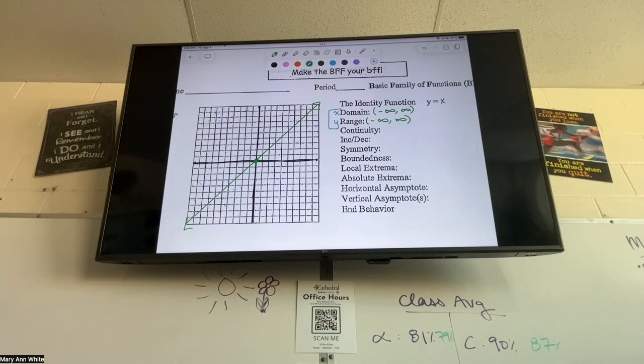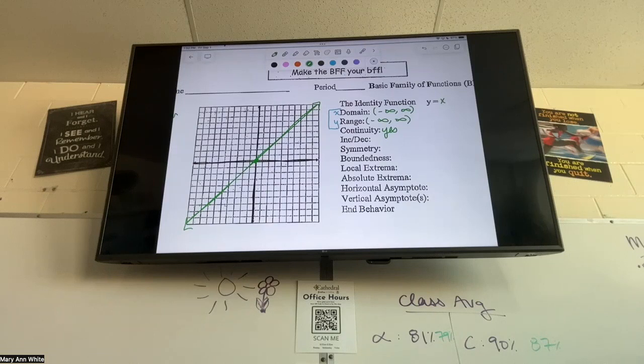All right, when I think about continuity, I ask myself, did I have to pick up my pencil? Or could I draw this without picking up my pencil? On this one, I can draw a straight line without picking up my pencil. So this is continuous. It has continuity. So yes. If I have to draw something and then pick up my pencil to draw the next part of it, that would be non-continuous.